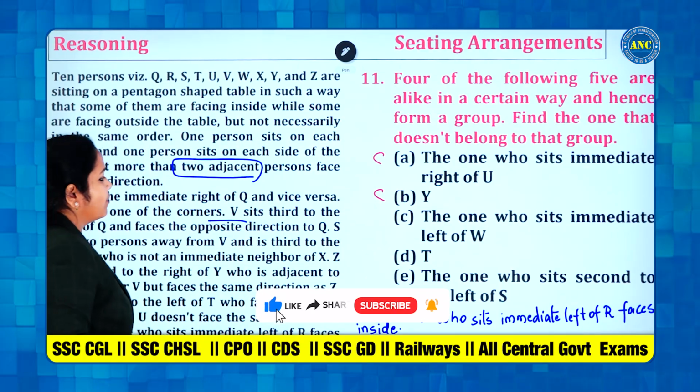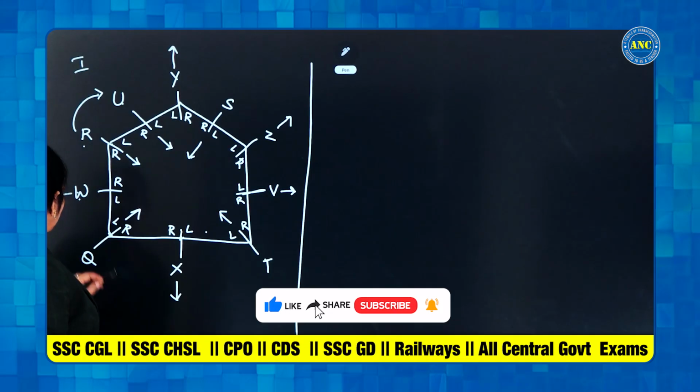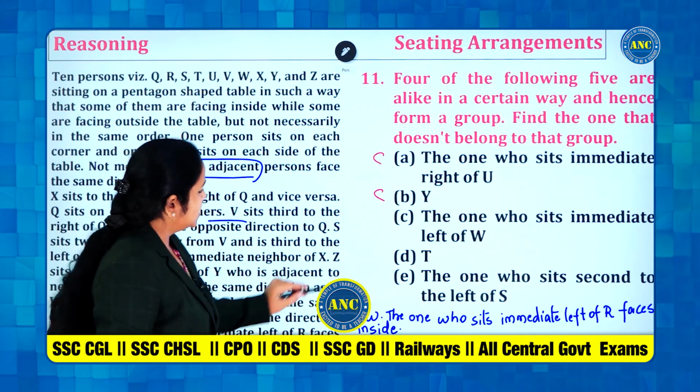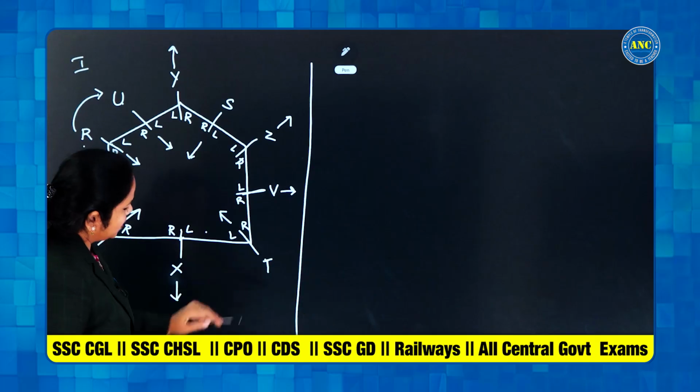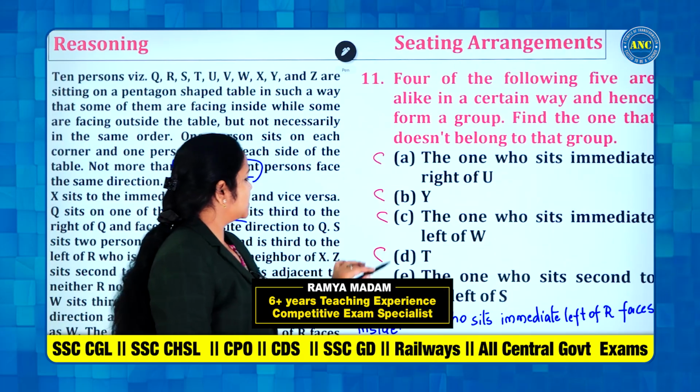The one who sits immediate left of W, it is Q. Again, Q is also sitting on the corner. So this is also corner. T, where is T? T is also on the corner. Most probably, this might be our answer.